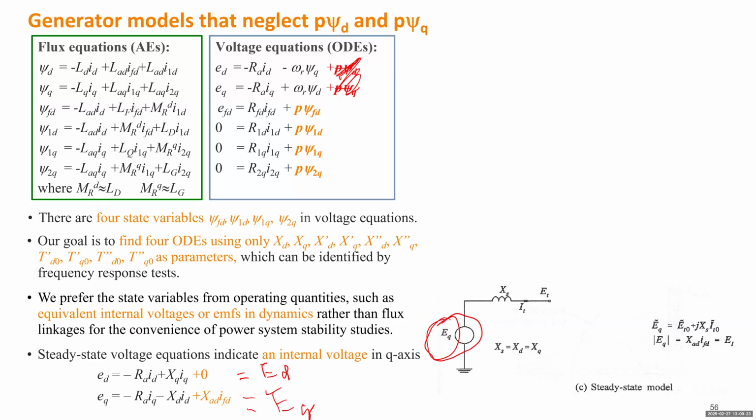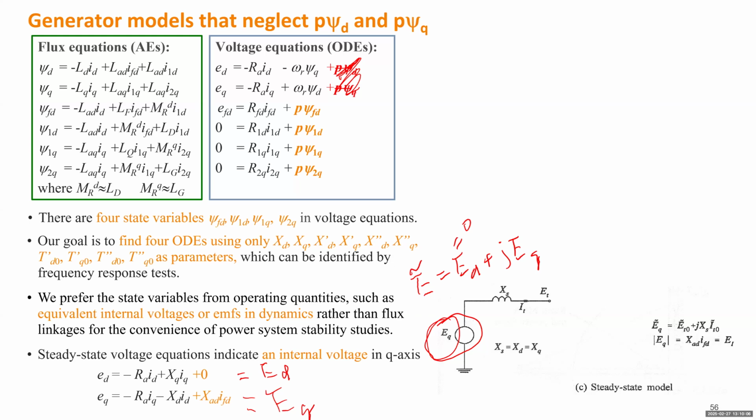But you can assume there's an internal voltage. I don't put any prime because it just indicates it's a steady state. So this E tilde is equal to ED plus j EQ, where ED is 0 for steady state. And then we will have this equivalent circuit. For a round rotor generator, it will be an internal voltage connected through some reactance. For a round rotor generator, the reactance will be either XD or XQ. If it's a cylindrical rotor generator, it's better to take XQ.